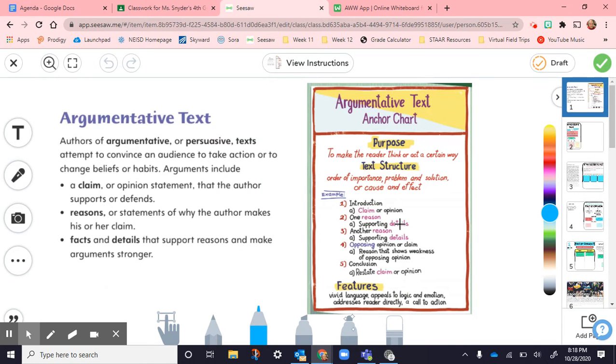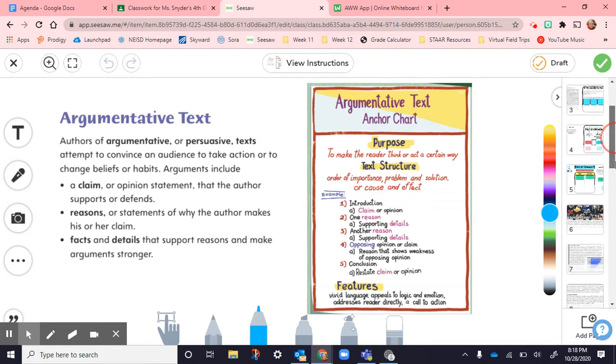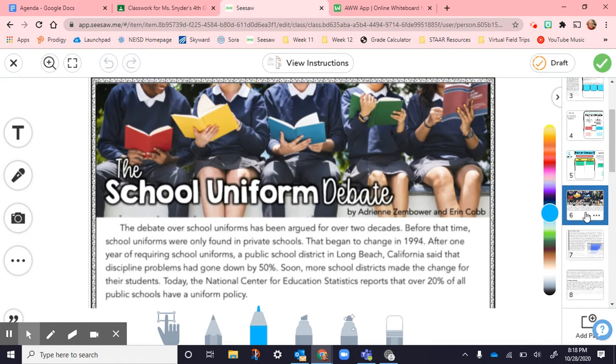we reviewed the structure. So again, we're looking for the claim, what people are claiming, what they're saying is their opinion about whatever the topic is. This one's going to be about school uniforms. And then we're looking for those supporting reasons. So those reasons that are following, they're going to be the reasons why they feel the way that they do, why their opinion is what it is.